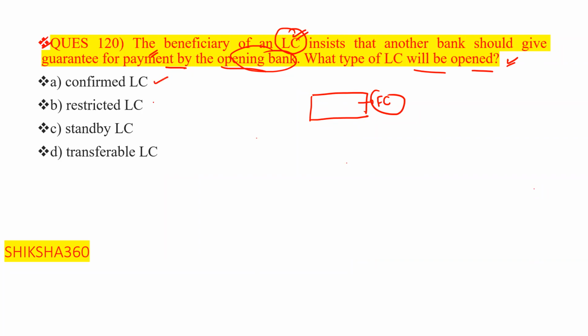First one is the confirmed LC, second is the restricted LC, third is the standby LC, fourth is the transferable LC. Here the beneficiary wants confirmation from the bank, that is, they will give the payment in the case of default. That is known as the confirmed LC. So this one is our answer. That LC is known as the confirmed LC.